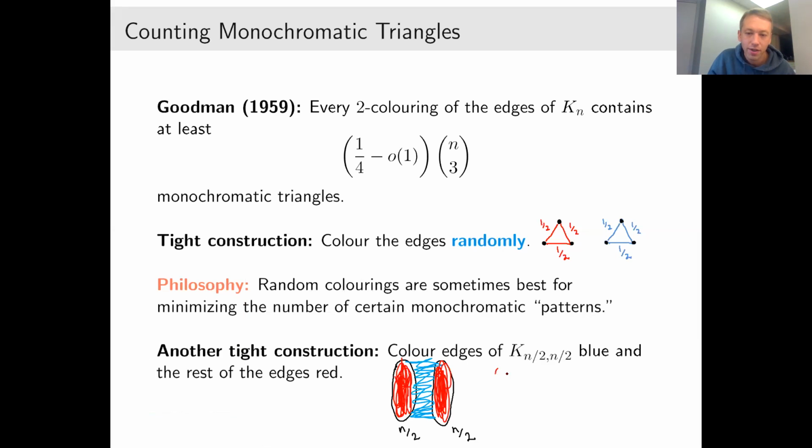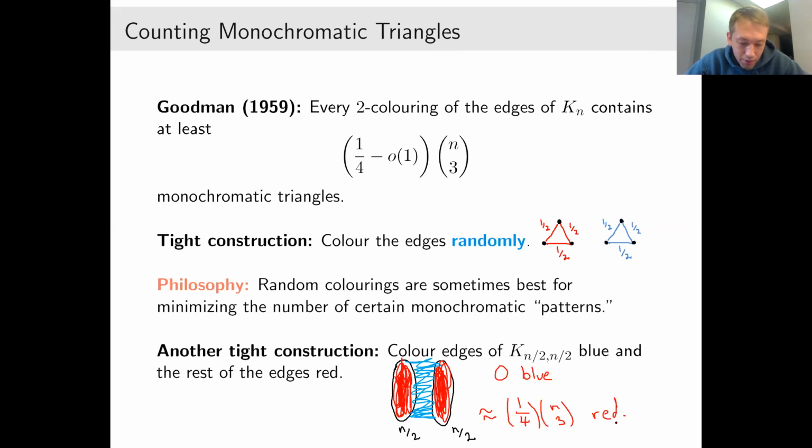Right, and this is going to give you a tight example, but it has a different character to it. So here you have 0 blue triangles, and the number of red triangles is, well, if I pick 3 vertices at random, the probability that they're all on the left is 1/8. The probability they're all on the right is 1/8, and that's the only way you can make a monochromatic triangle. So 1/8 plus 1/8 is a quarter. You have approximately a quarter n choose 3 red triangles, up to small order terms.